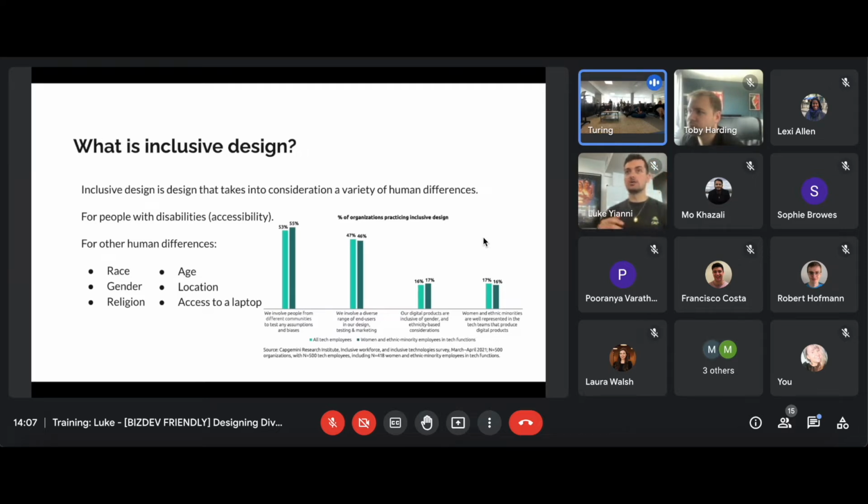Their talk really shows that there's a huge discrepancy between how inclusive the tech leadership team thinks they are and how inclusive ethnic minority groups in the tech team think that their company is.